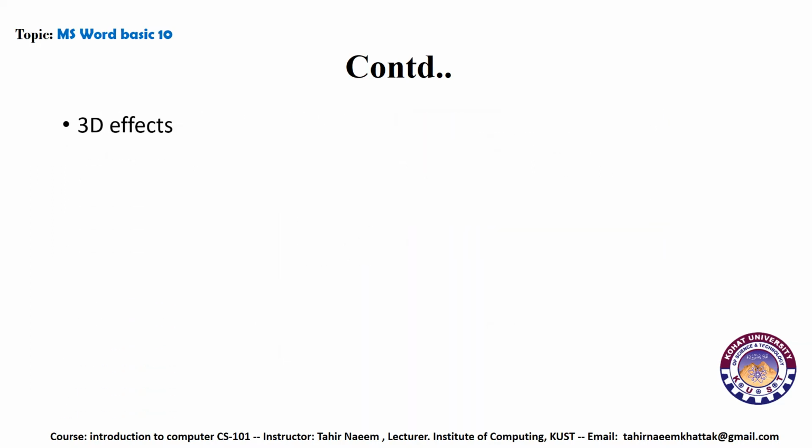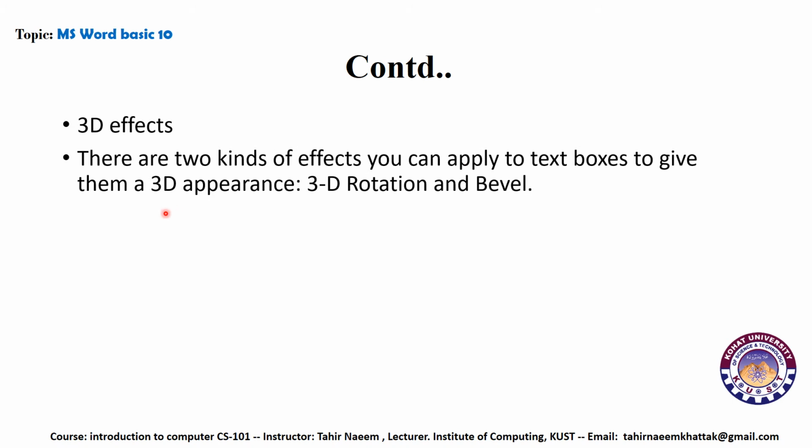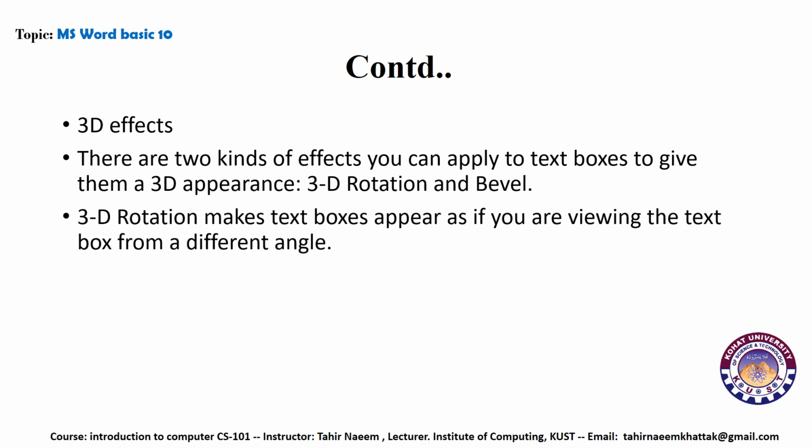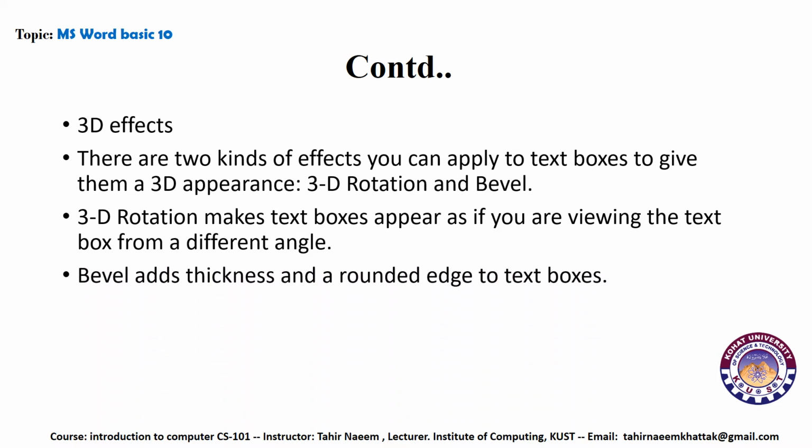So 3D effects. There are two kinds of effects we can also apply to text boxes to give them a 3D appearance: 3D rotation and bevel. 3D rotation makes text boxes appear as if you are viewing the text box from different angles. Bevels add thickness and rounded edges to text.